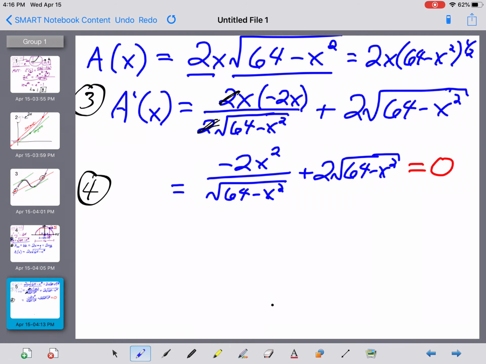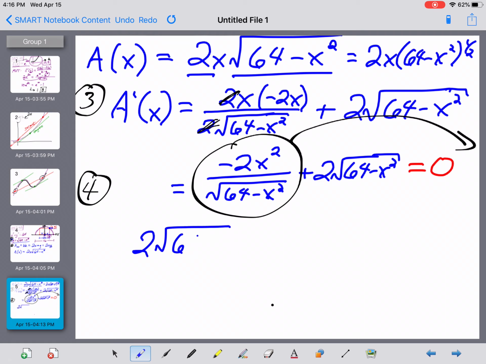All right, anytime you have two ugly terms like this, added or subtracted and set equal to 0, we're just going to take one of them, in this case the negative term, and bring it completely over to the opposite side. So we're going to get 2 times the square root of 64 minus x squared is equal to, now it's going to be a positive 2x squared times the square root of 64 minus x squared.